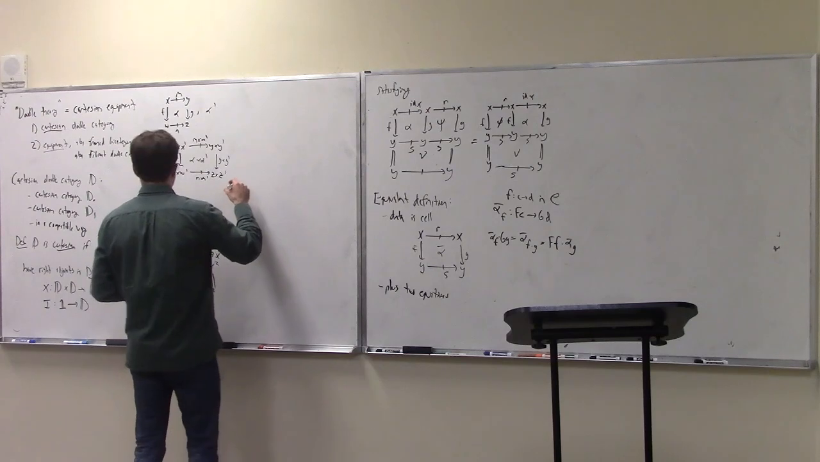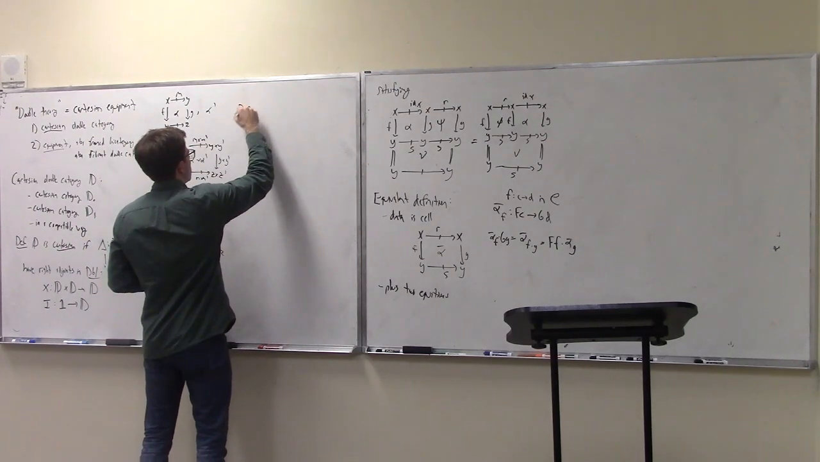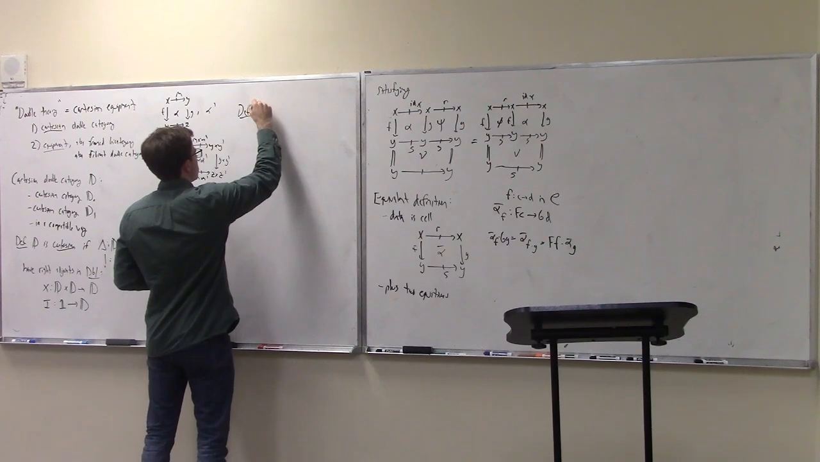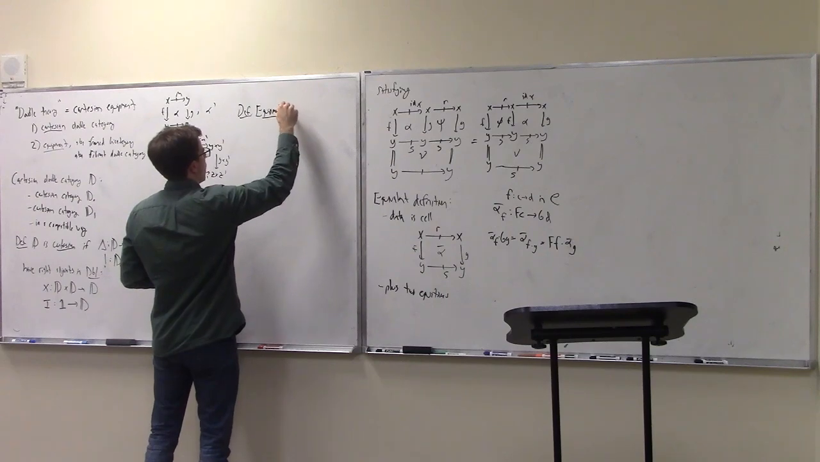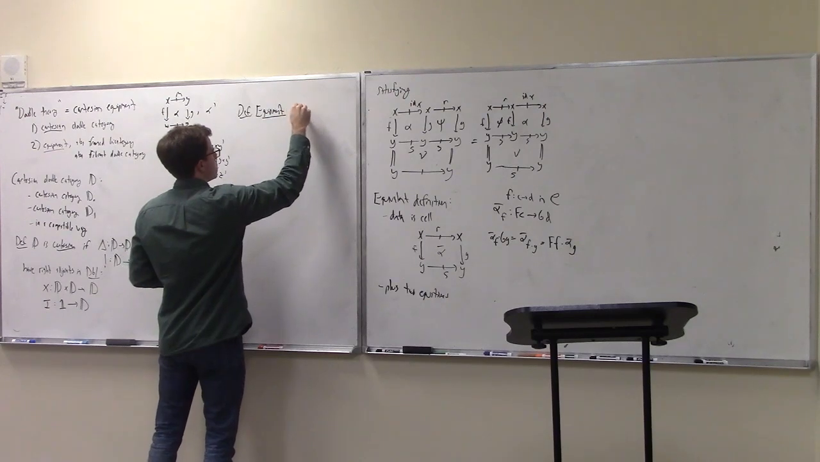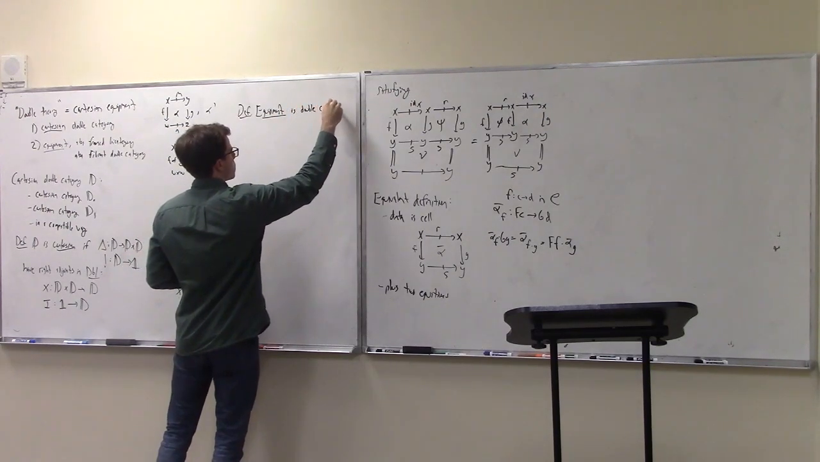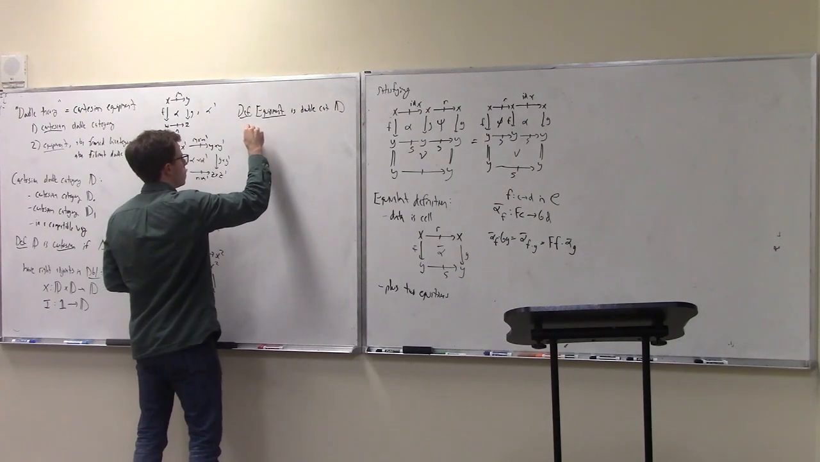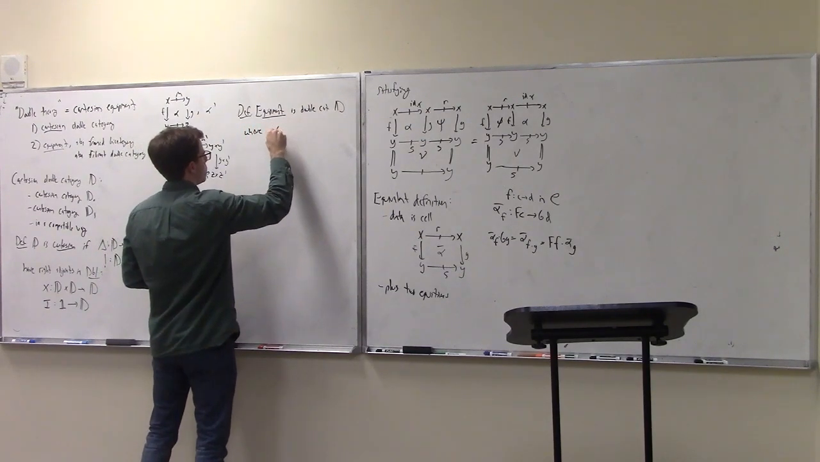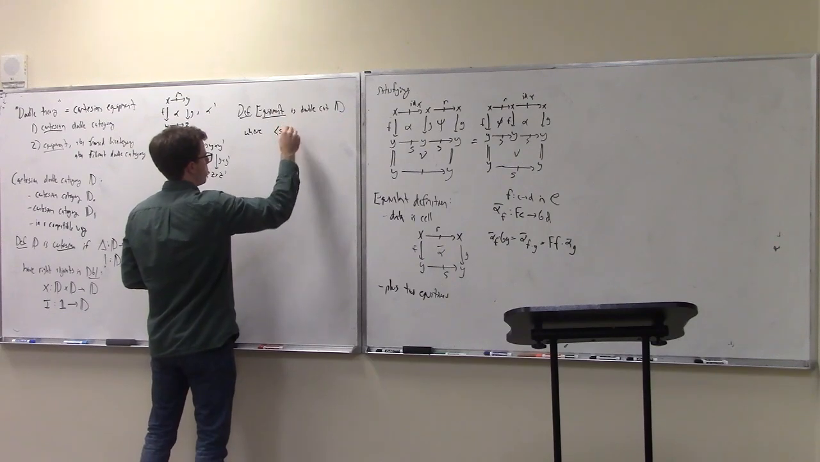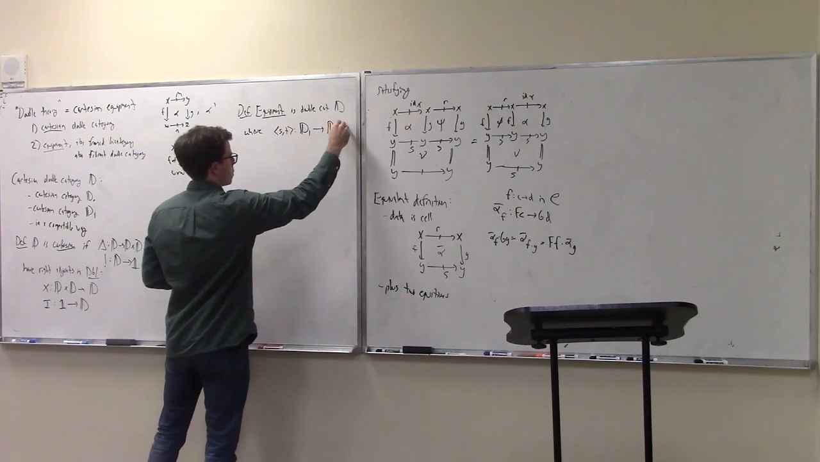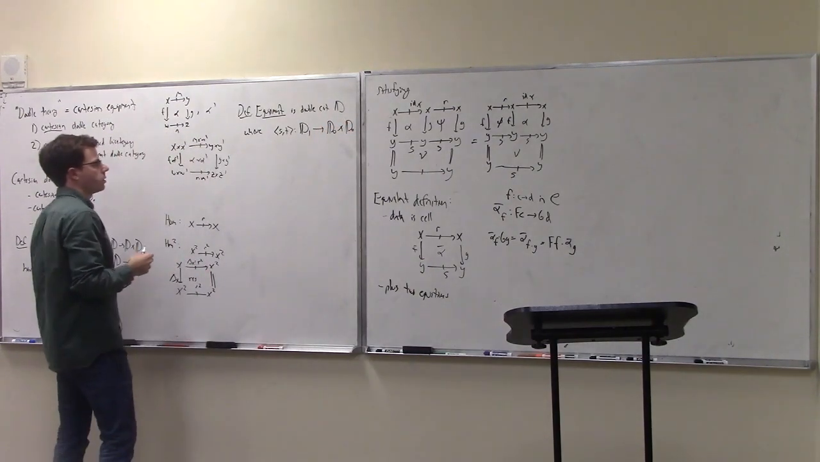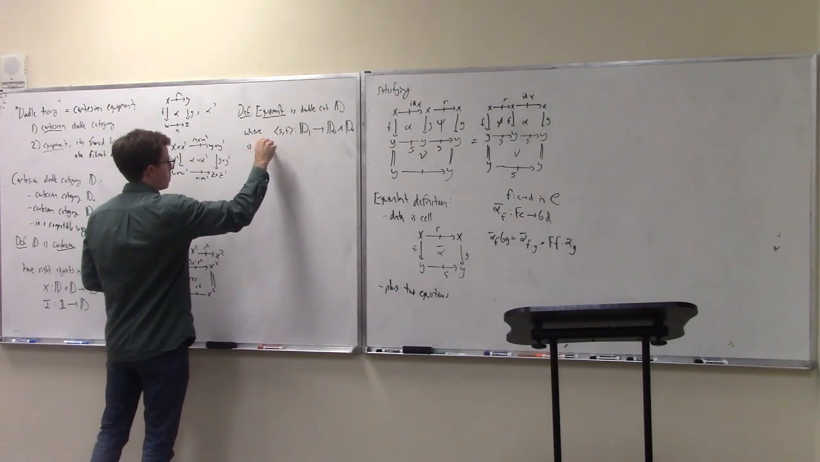So the slick definition of an equipment is that it is a double category D where the source-target pairing functor, which goes from D1 to D0 cross D0, is a fibration.